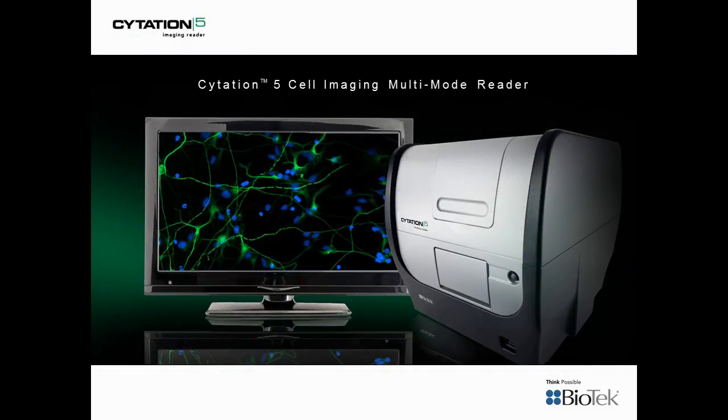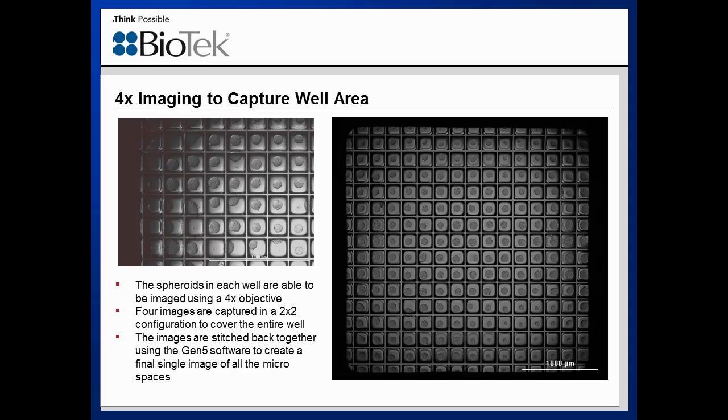We used the Cytation 5 cell imaging microplate reader to perform all the imaging that was carried out, and then the Gen 5 cellular analysis software to analyze the data from each image. Here we're seeing first the ability to image the spheroids using bright field. This is a single well of the 384 well plate using a 4x objective and a 2x2 montage.